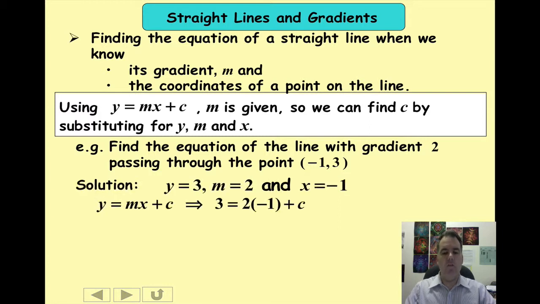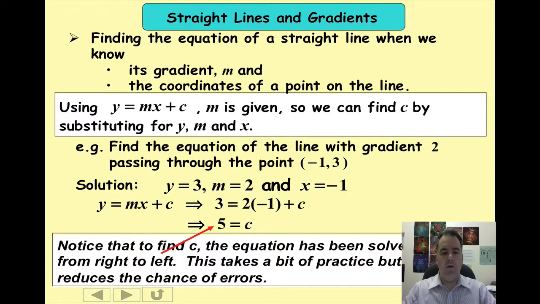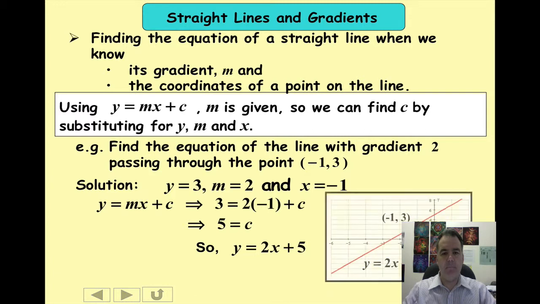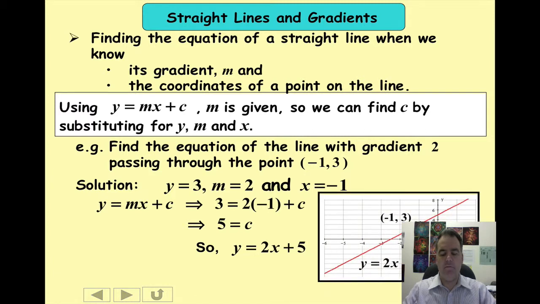So I know the equation of the line is y equals mx plus c, and in this case I know the y value, that's 3, I know the x value, that's -1, and I know the gradient, m here, is 2. So if I substitute everything in there, that allows me to solve for c, and now I know that the value of c is 5. So the equation is y equals 2x plus 5. And there's the graph.